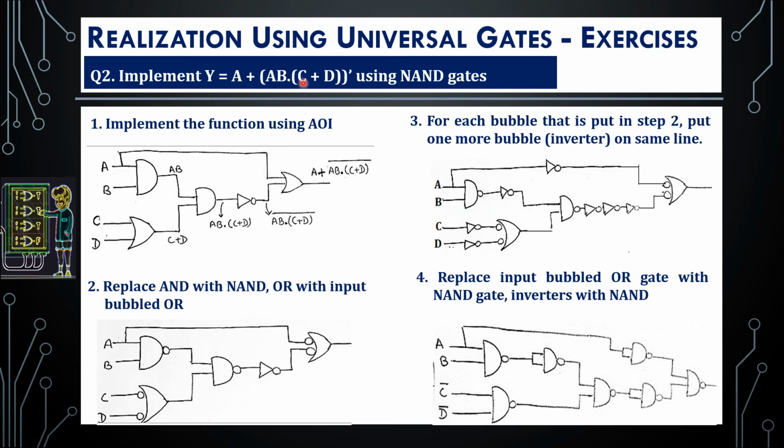Okay, now let's look into another example. We are going to implement the function y using NAND gates alone. So we are going to implement this one using AOI. That is the first step: implement the function using AOI.